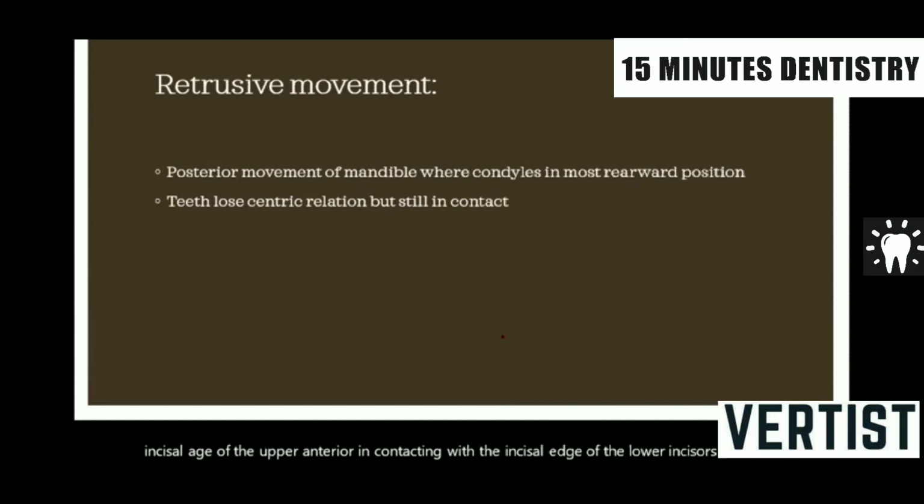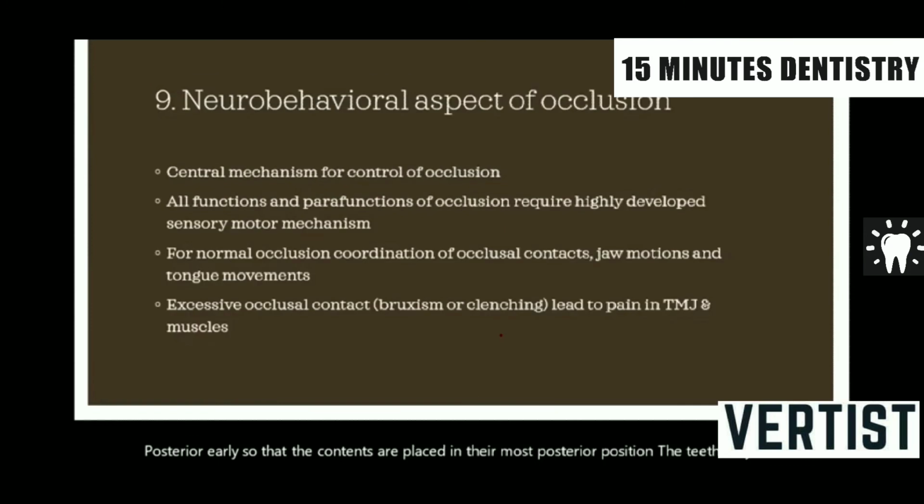Then lastly, the retrusive movement. In this movement, the mandible will move posteriorly so that the condyles are placed in their most posterior position. The teeth lose their centric relation, but still they will be in contact with each other. So the last part is the neurobehavioural control of occlusion. As we saw, there are many different factors in this occlusion, like muscles of mastication, the TM joints, and teeth and their supporting apparatus. All of them have the sensory complex, nerves are there.